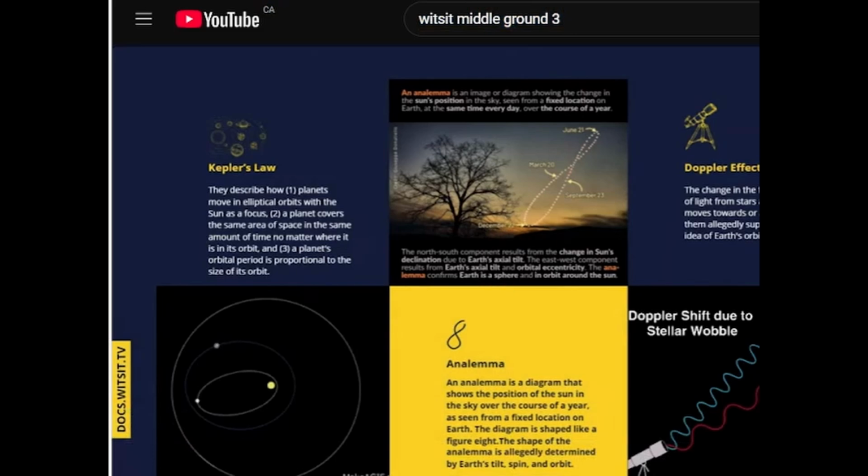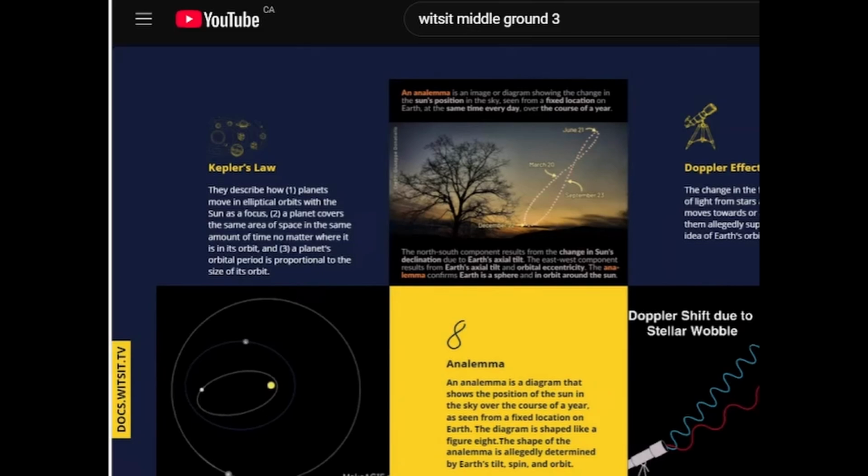Of course, they are talking about the annual path of the sun and how out south their summer is our winter and vice versa based on the proximity to the sun. So the analemma is a diagram that shows the position of the sun in the sky over the course of a year as seen from a fixed location on Earth. The diagram is shaped like a figure eight. The shape of the analemma is allegedly determined by Earth's tilt, spin, and orbit.